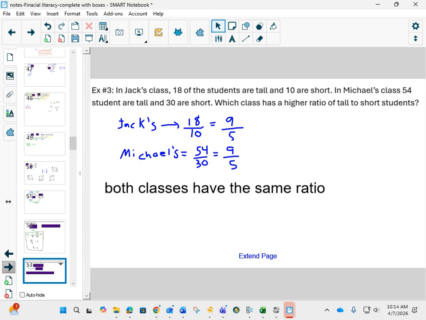Tall to short. Oh, I made one simple error in my head. Cause I was going from 10 to 18 and not 10 to 28. Cause I was like, 30 would be. Oh no, I did it on the other one. 54 and 30.